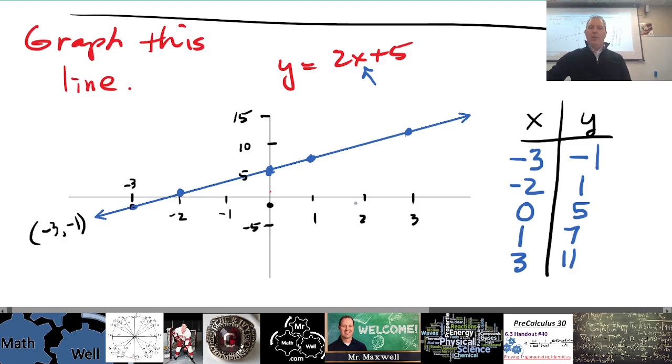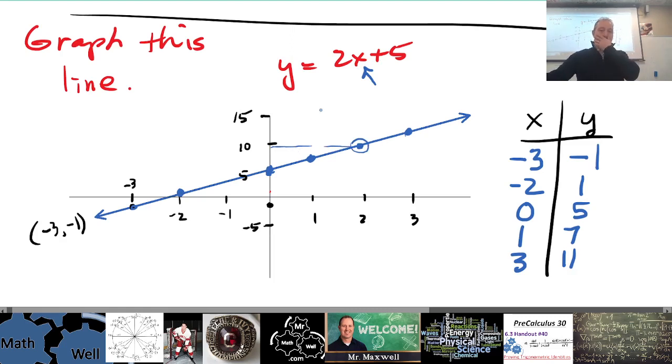Okay? Now, what should 2 be if I were to put 2? What do you think 2 should be? It's somewhere between 7 and 11. So what would 2 be? Should be somewhere around here, which would be just under 10, looks like. So 2 times 2 is 4, plus 5 is 9. That's exactly what it looks like right here. Okay? 9.